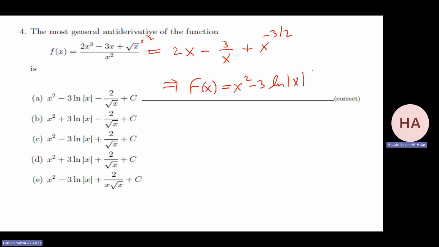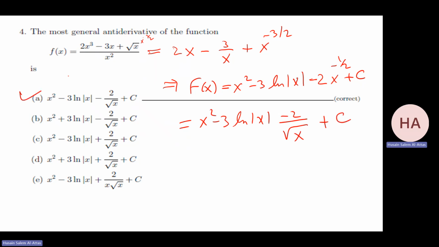What about this one? You add 1, so it will be minus half, so it will be minus 2 x to the power minus half plus c. So it will be x squared minus 3 absolute value of x minus 2 over square root of x plus c, which is this one.